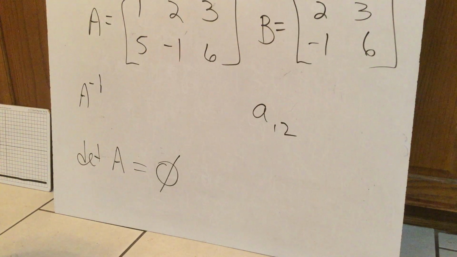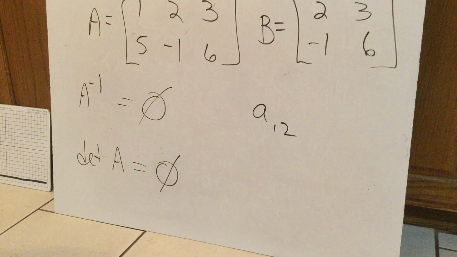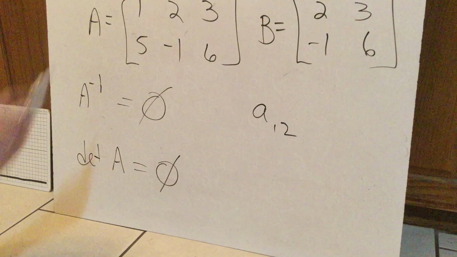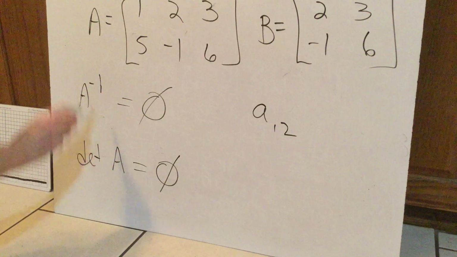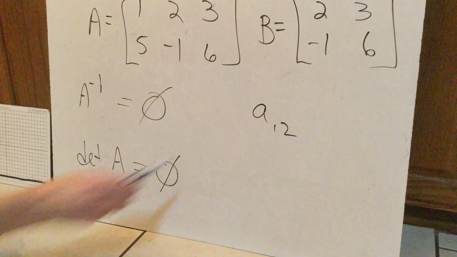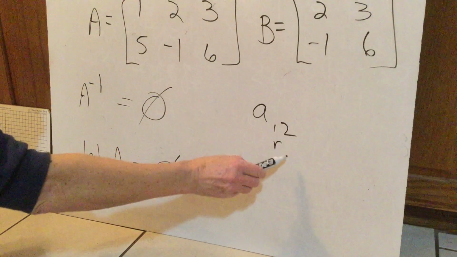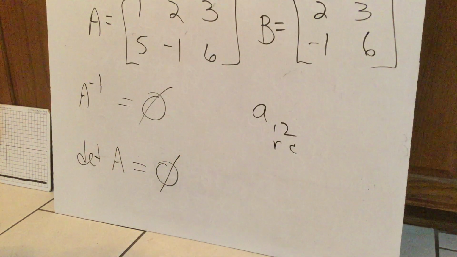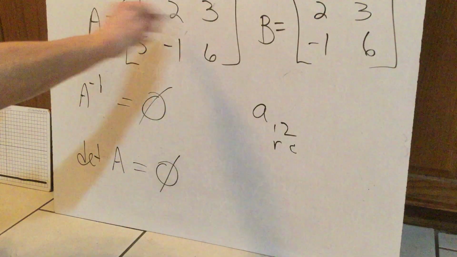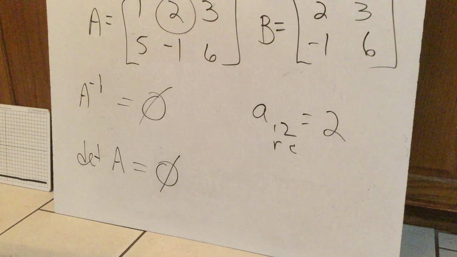And because it doesn't have a determinant, it cannot have an inverse, because the first step to finding the inverse is finding the determinant. So those are both can't do's. The matrix has to be square to do either one of these two things, and it's not. All right, we can do this. This says look at matrix A and find the entry that is in the first row, second column. So the first row, second column, that entry is a 2. Done.